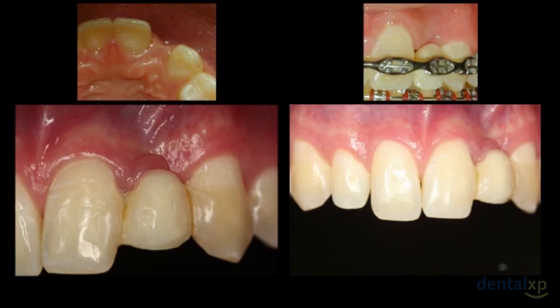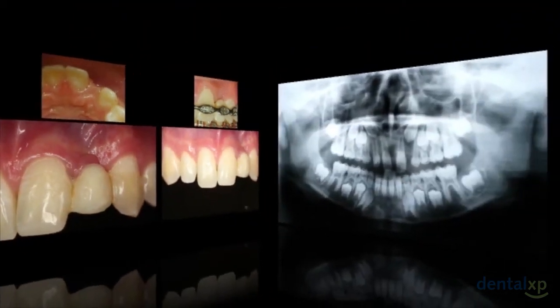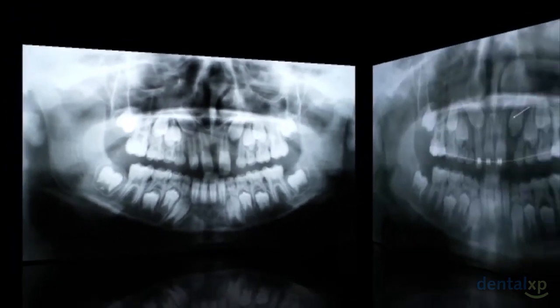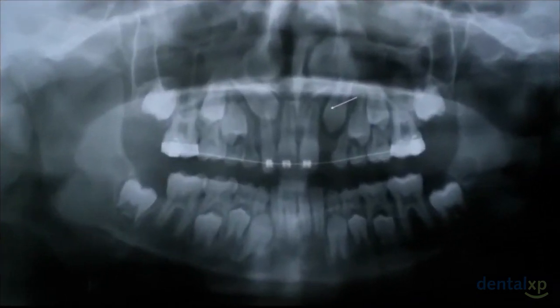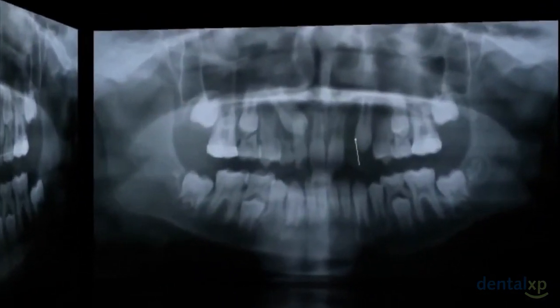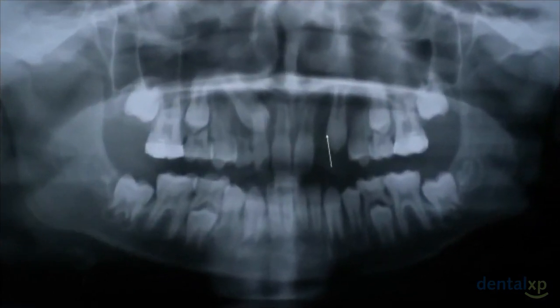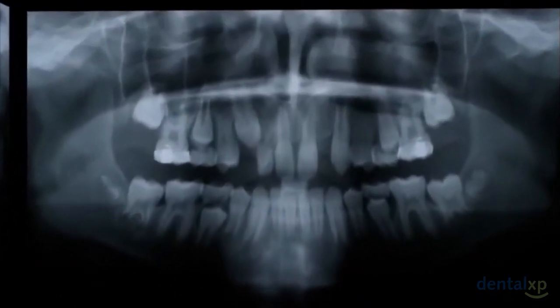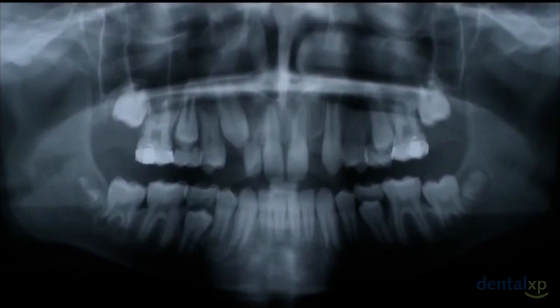This is a sequence of x-rays. Let's observe and talk about the sequence of x-rays. This is how Marco started, you can see, and this is how Marco was towards the end of the second phase of treatment. See how the canine is erupting? It never touched the lateral. And that's when the provisional was placed on him.